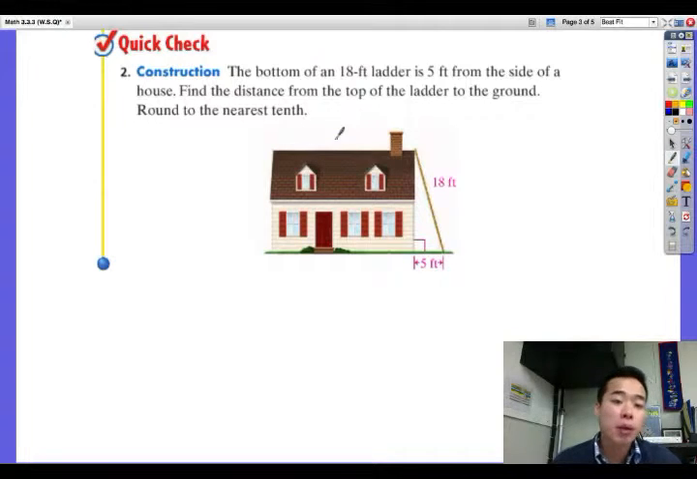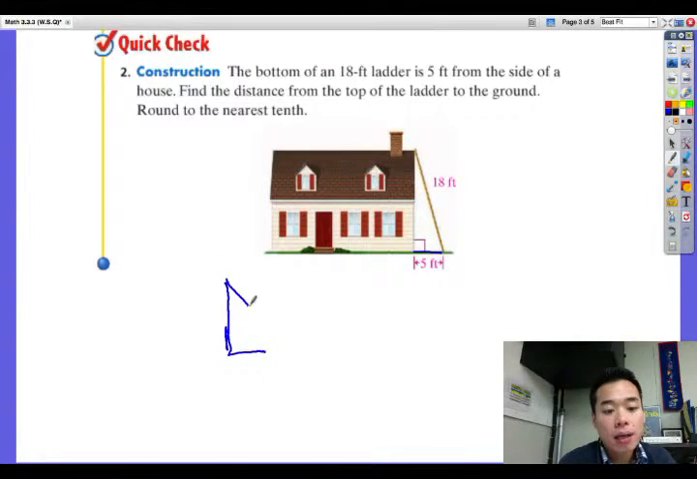This is a very popular question. The bottom of an 18-foot ladder is 5 feet from the side of the house. Find the distance from the top of the ladder to the ground. I already put a picture in here for you. If you read it, it says it's 5 feet from the house, and it's 18 feet long. We need to find the height of the house. So I'm going to redraw this. Here's the height of the house, here's the ground, and here's the ladder.